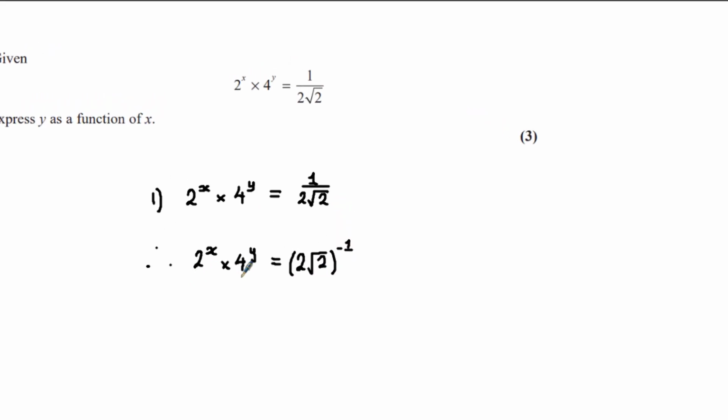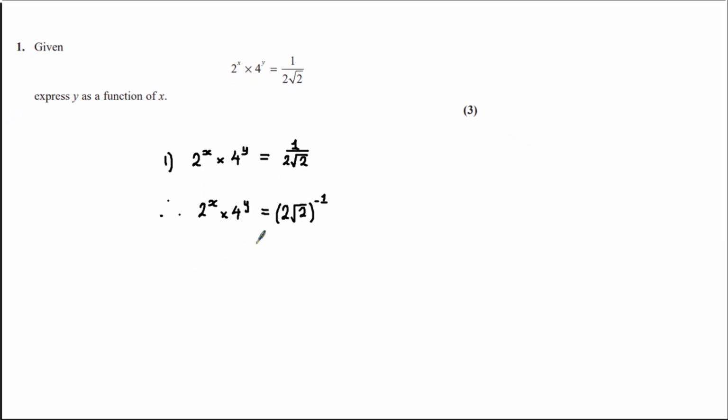Now, by looking closely at the bases in this equation, you might be able to see that all of these bases can be written as a power of 2. That's important because if each term has the same base, then that gives us an easy way to find an equation for the powers. Firstly, we know that 4 can be written as 2 squared, and 2 root 2 is equal to 2 multiplied by 2 to the power of a half. And shortly we're going to see that this is also a power of 2.